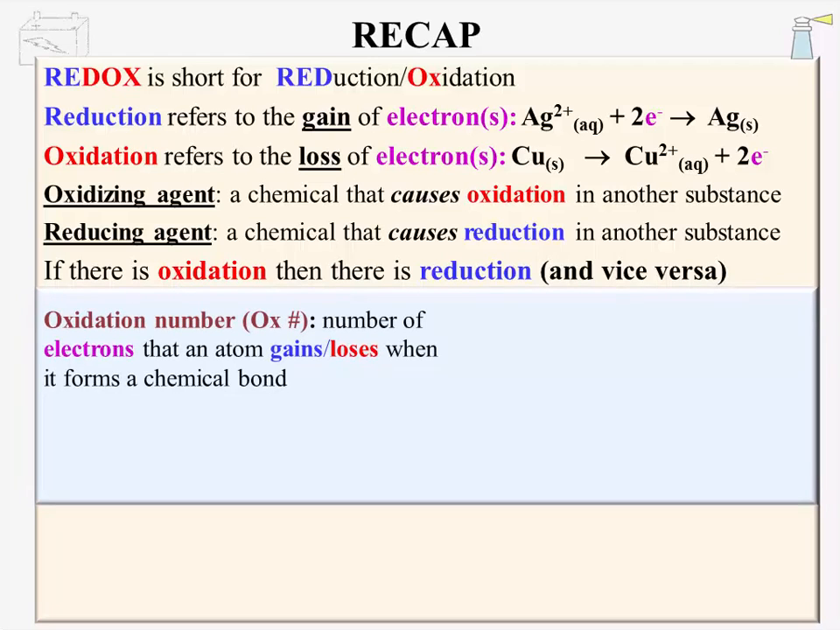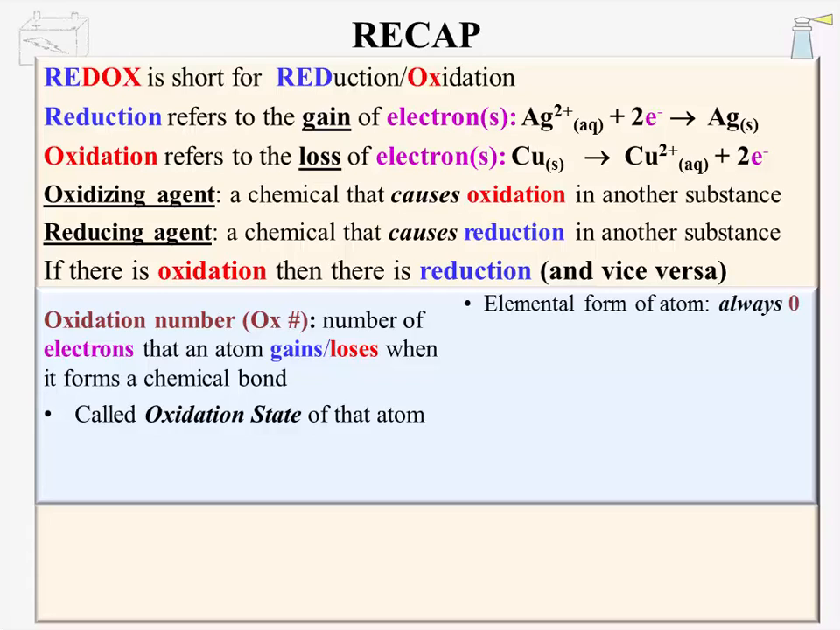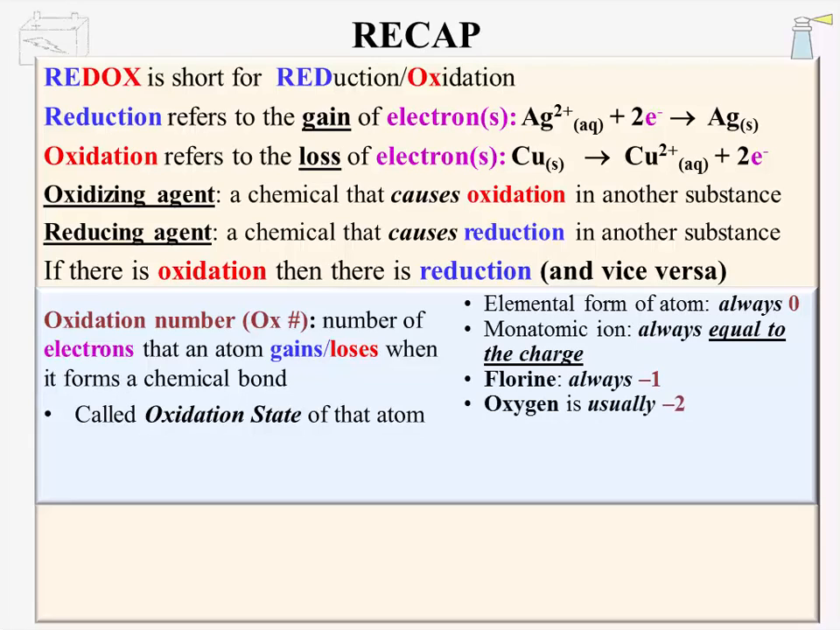An oxidation number can be described as the number of electrons that an atom gains or loses when it forms a chemical bond. It is not a real thing, but a way to monitor the flow of electrons in a reaction. It is also called the oxidation state of that atom. There are some rules and common occurrences with oxidation numbers. The elemental form of an atom always has an oxidation number of 0. Monatomic ions have an oxidation number equal to their charge. Fluorine is a -1, and oxygen is usually a -2, and hydrogen is usually a +1.